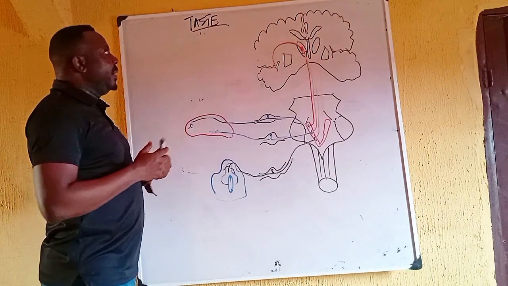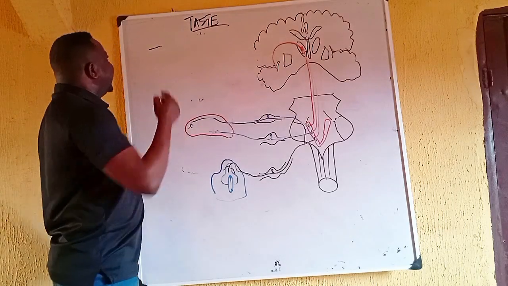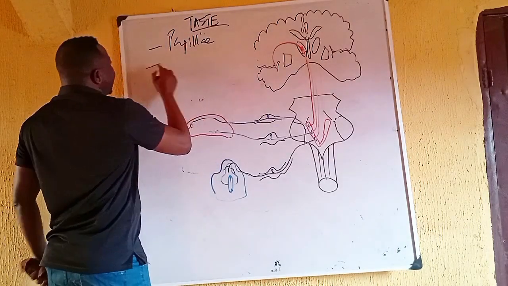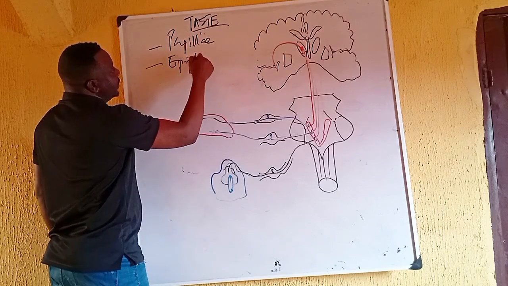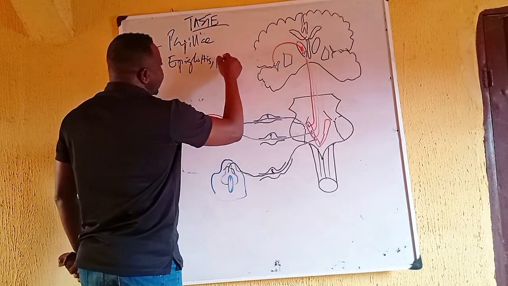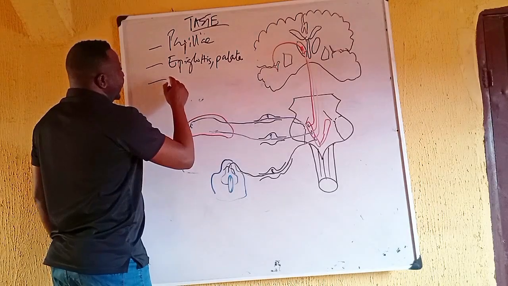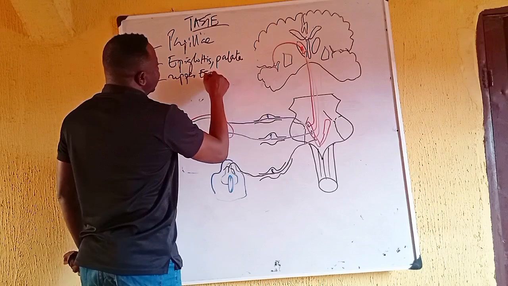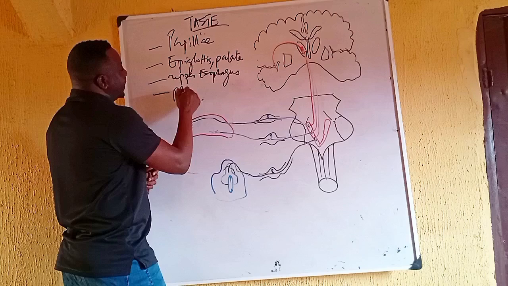Now let's talk about the location of taste buds. Most taste buds are usually located in the papillae of the tongue. And then some taste buds are located in the mucosa of the epiglottis. We can find taste bud in the palate. We can find taste bud in the esophagus, particularly the upper esophagus. And then we can also find taste buds around the pharynx.